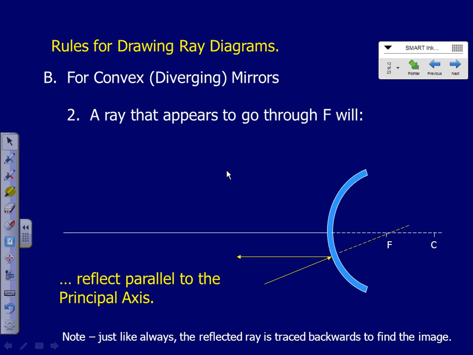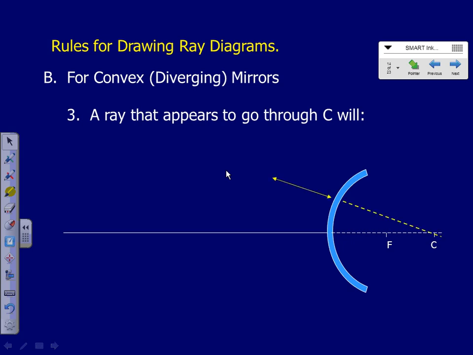Ray number 3. A ray that appears to go through C will reflect back on itself. All right?